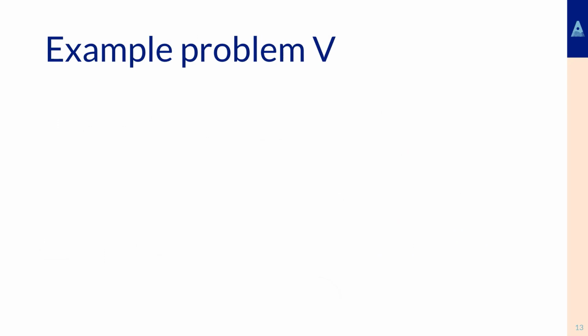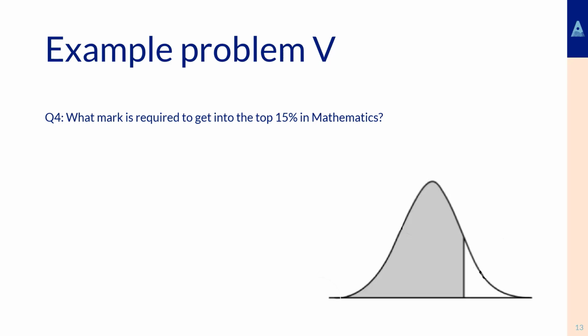So this is the last part of the example and the last part of Z-scores. Question 4: what mark is required to get in the top 15% in mathematics? This is a reversal of the previous questions. We want to go from a Z-score to an actual score X, not the other way around. So here's the typical diagram for the PDF. We want the actual score X, not the Z-score. So what actual score on the line will give us the Z-score that we can compute?